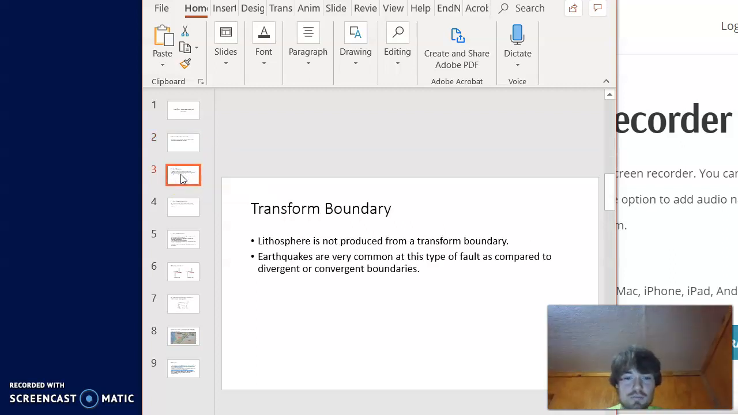Some things about transform boundaries I found interesting were that the lithosphere is neither produced at the transform boundary, nor is it destroyed there. And earthquakes are very common at this type of fault from what I've seen, as compared to either divergent or convergent boundaries.